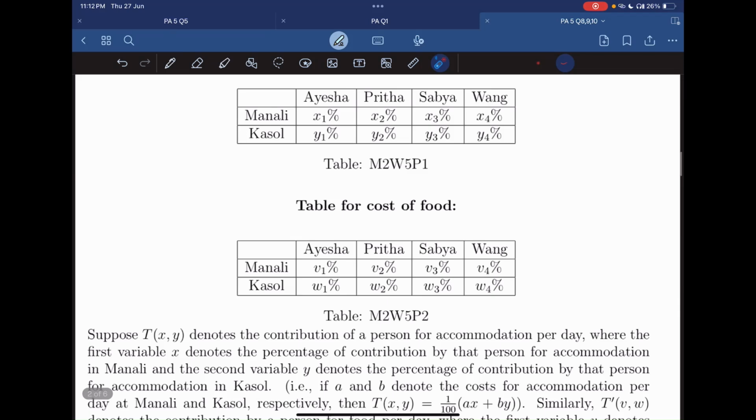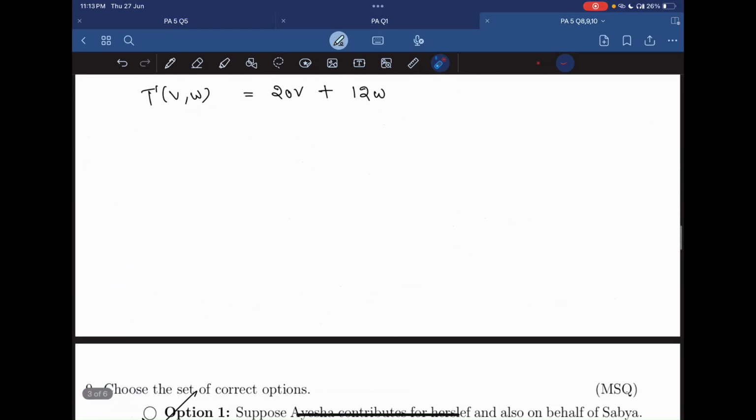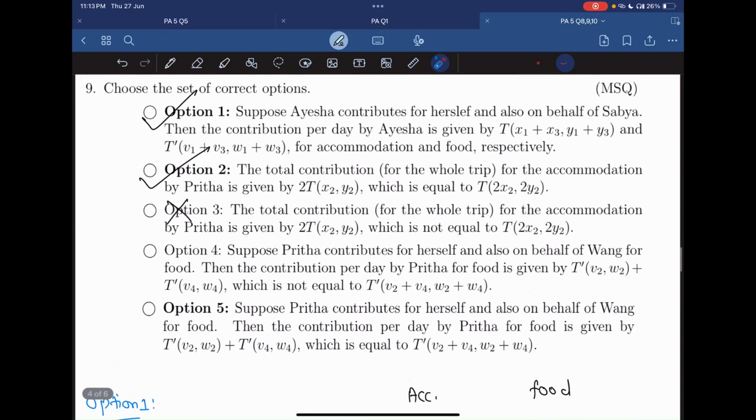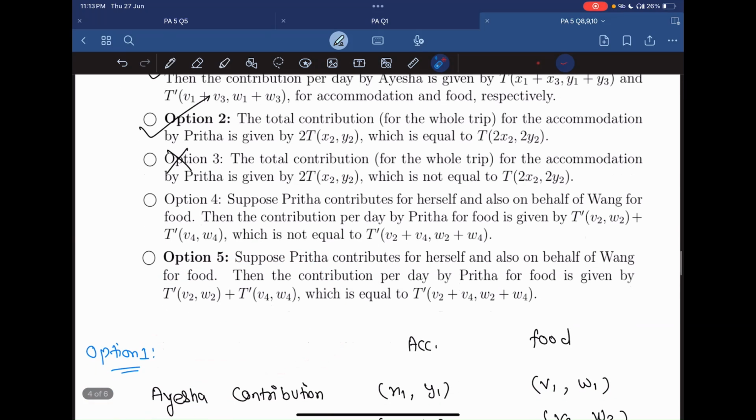So if we check for food, Preetha's contribution is V2, W2, and Van's contribution is V4, W4. So the total contribution, just like we follow in option 1, would be V2 plus V4, W2 plus W4. That is this. And as it is a linear transformation, this would be equal to T dash of V2, W2 plus T dash of V4, W4. But in option 4 it is not equal to. So that's why option 4 is wrong, while option 5 is correct.